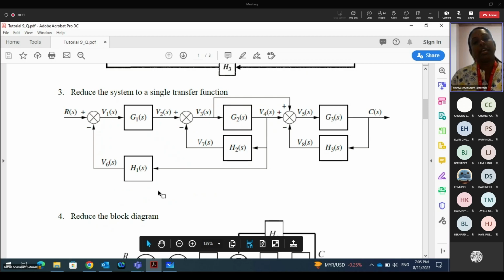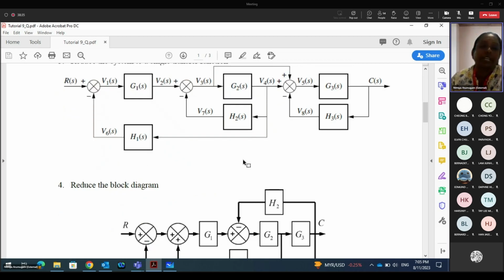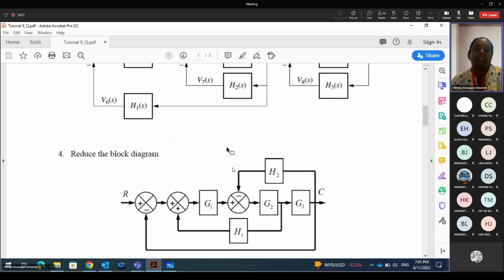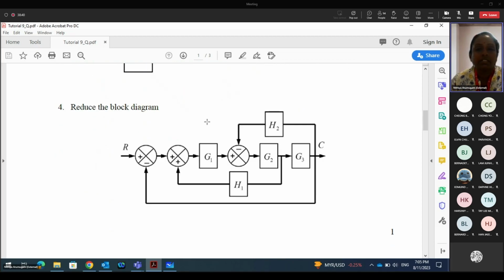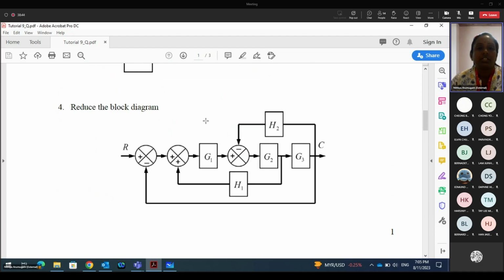Right. So next is also to reduce the block diagram. I think this one you can try and see how to get to this. I'll skip this. Okay. We go to a problem solving situation. So this one you can try. All right.